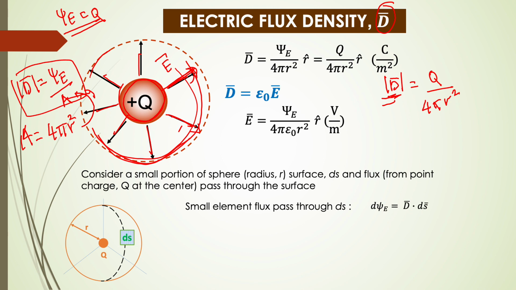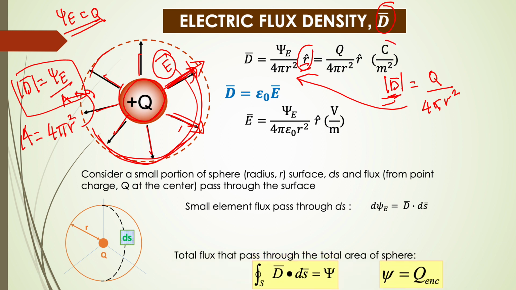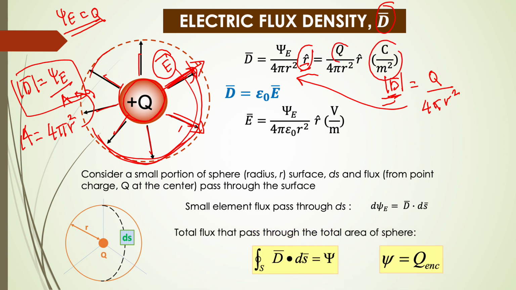Remember, electric flux is always pointing out from the source, and the direction of electric flux is the same as the direction of electric field intensity. So the direction is pointing out this way, in the direction of R. That's why when we convert D from the scalar form into the vector form, it will be in the a_R direction. Since charge is in coulombs and area is in meter squared, the unit is coulomb per meter squared.